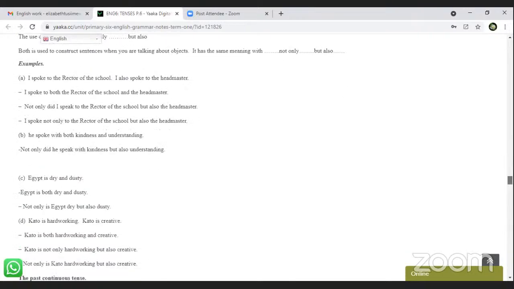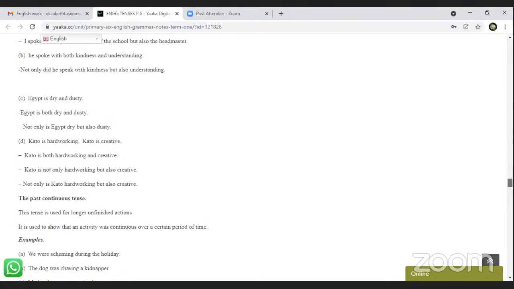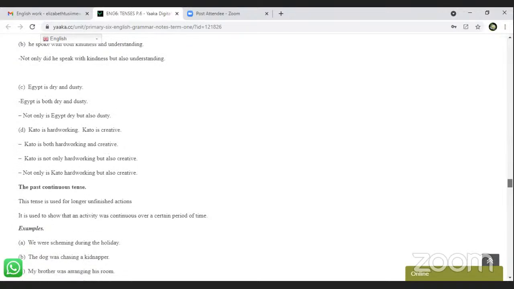Lynette, scroll. We have structure patterns here. We have both and, and we have not only, but also. Those are also correlative conjunctions that can be used. So we have both. Egypt is dry and dusty. Egypt is both dry and dusty. Not only is Egypt dry, but also dusty.